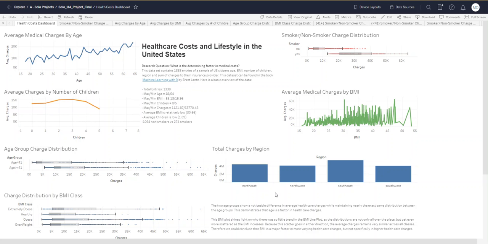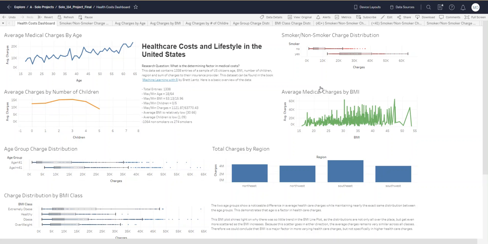and it contains 1,338 entries of sample U.S. citizens with multiple attributes such as whether or not they smoke, age, body mass index, number of children, region of the United States, and finally, most importantly, a sum of charges to their insurance provider.